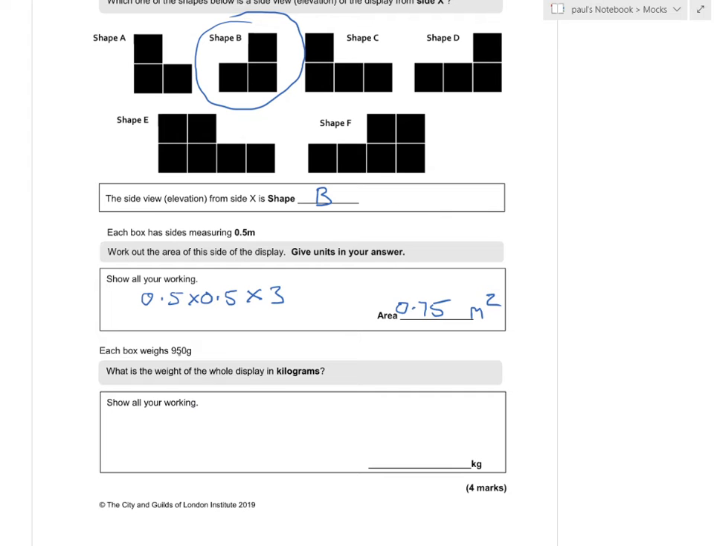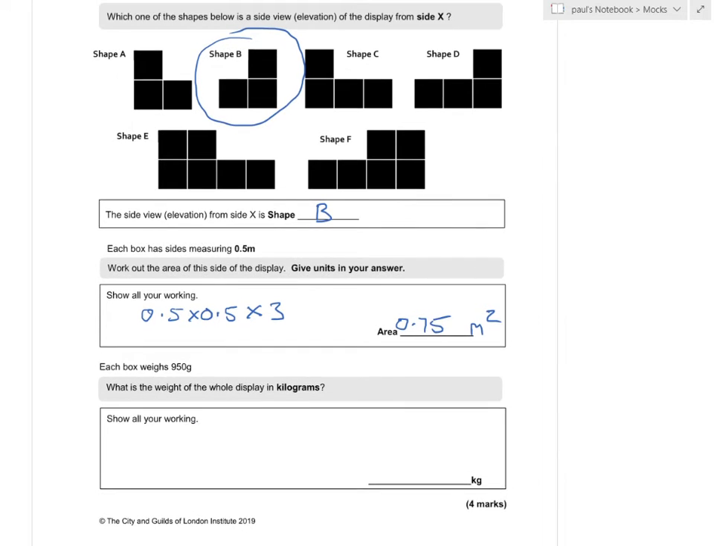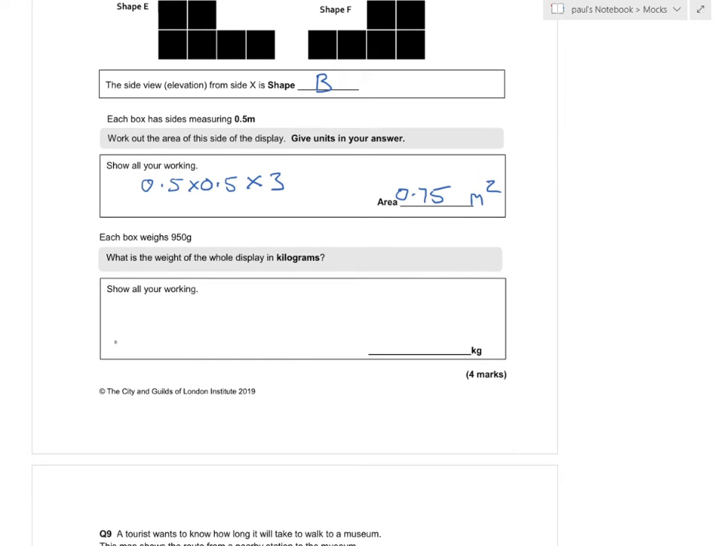What's the weight of the whole display in kilograms? So each box weighs 950. So how many boxes have we got? 1, 2, 3, 4, and 2 at the back, 5, 6. So we've got 6 boxes. And so we're going to do 950 times 6, which is 5700 grams. And that's going to be in kilograms. So again, divide by 1,000 gives us 5.7 kilograms.